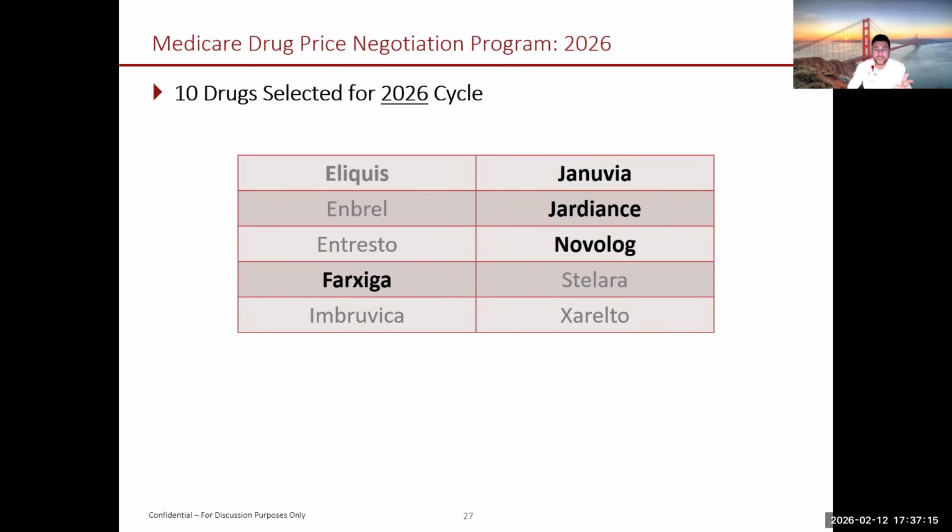I will say on the Novolog front, it's great that it's part of this program, but because it's also part of the $35 insulin rule, it's really not that much of a bonus.